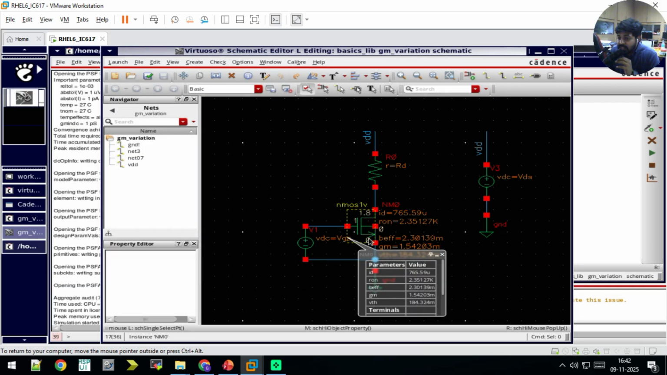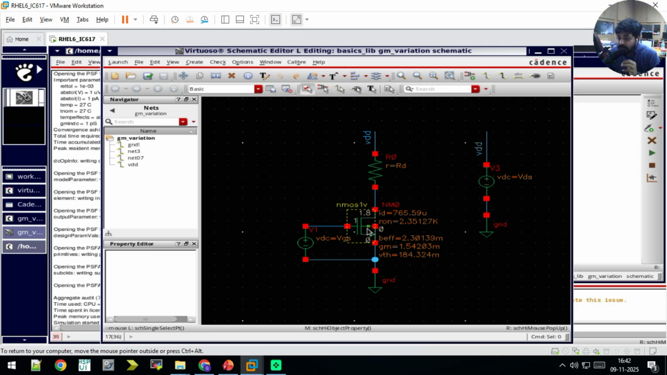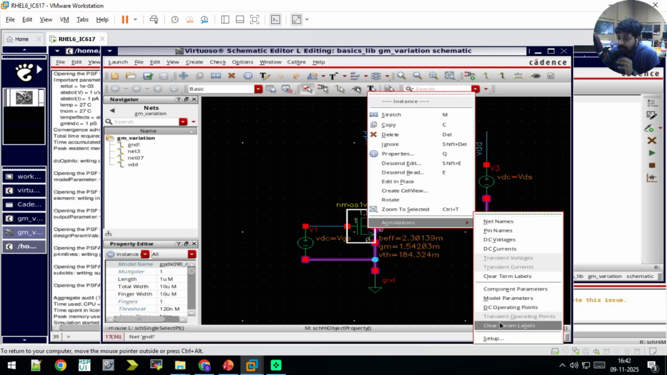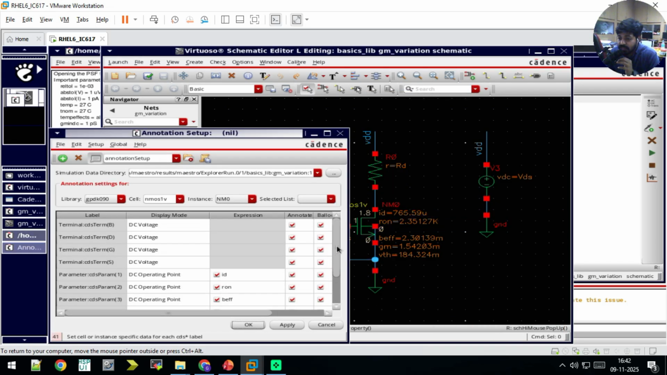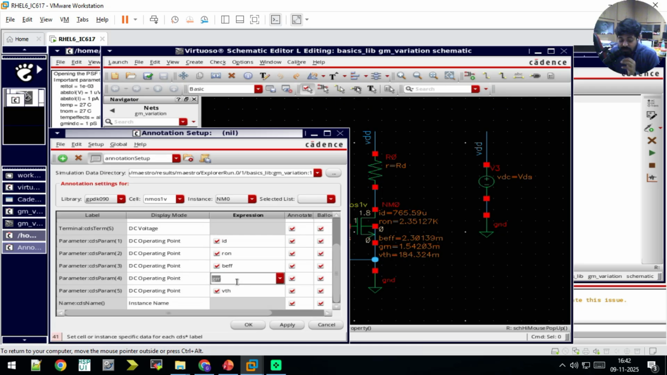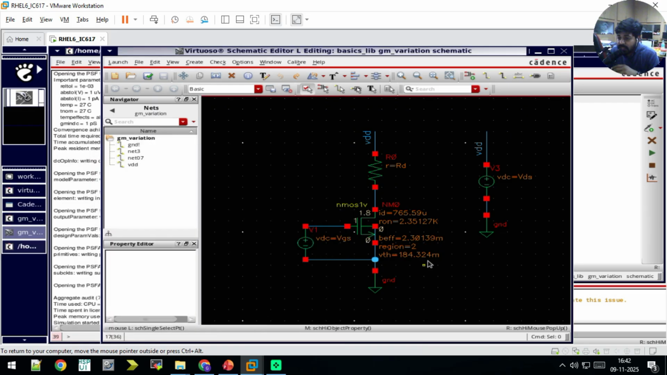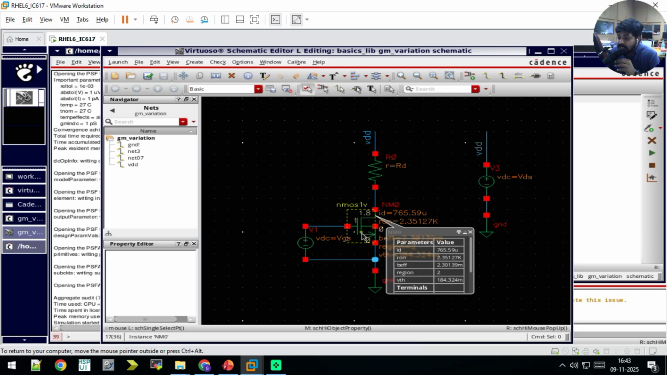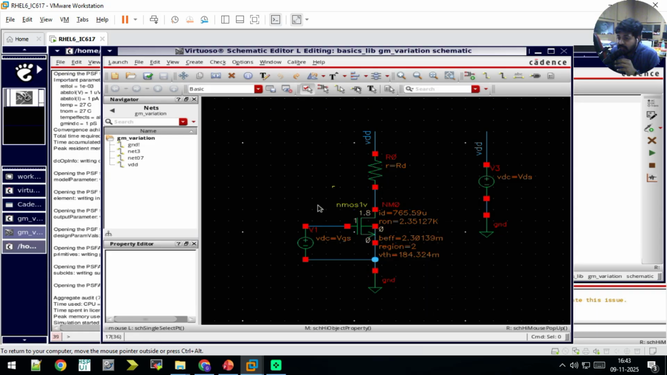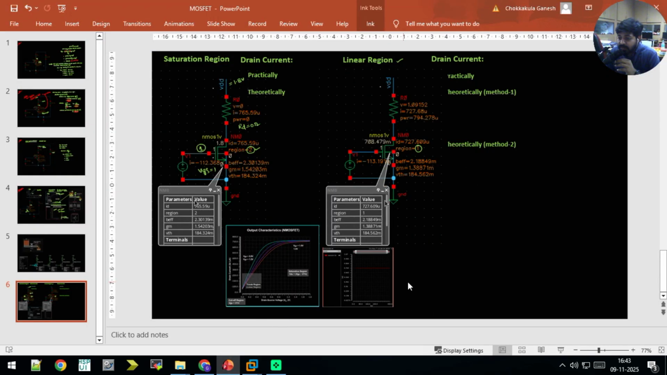After you get all these parameters, one more thing, you have to annotate the region of operation also, because we need to know whether the transistor is operated in the same region or not. GM is not required as of now, so let me remove this one and keep the region of operation with the notation region and apply. So it is operated in the second region. When it shows the annotation with the 2, it means the transistor is operated in the saturation region. This is the same thing that I can show and explain now.